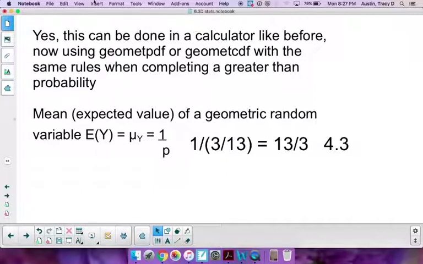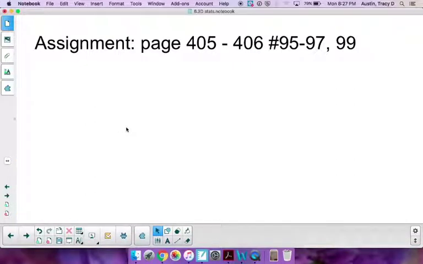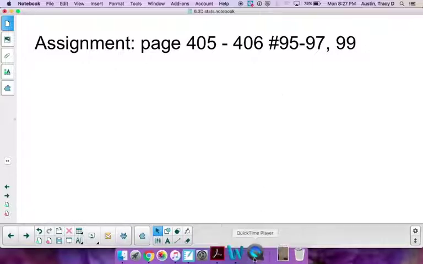Okay, so that is it. It's a very short lesson. I only want you to do these 4 problems for geometric, and I will be sending out tomorrow the list that you have to turn in Friday for Chapter 6. All right, behave yourselves.